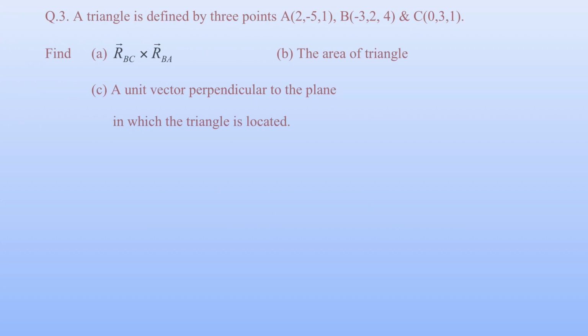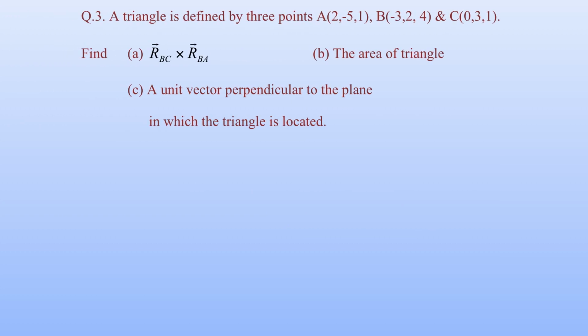So the question is like this. A triangle is defined by 3 points, point A, point B and point C, and we are supposed to determine the cross product of vector RBC with vector RBA as a first part. The second sub question: we have to find out the area of the triangle formed by points A, B and C, and lastly we have to find out a unit vector perpendicular to the plane in which the triangle is located.